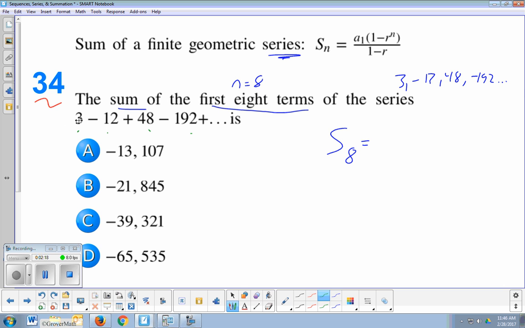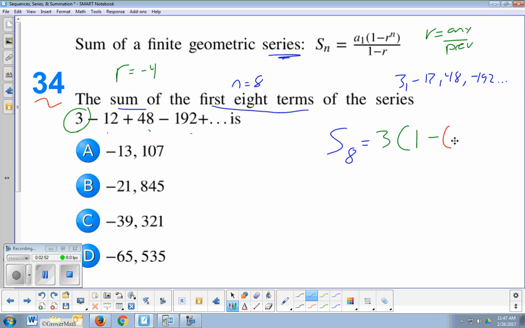So a sub 1 is the first term, that's 3. Parentheses, 1 minus r to the n. Now, r is still the common ratio, and r, if you remember, is any term divided by the previous. How are we getting from one to the next? And most of the time you can tell, like, how am I getting from 3 to negative 12? I'm multiplying by negative 4. So in this case, r equals negative 4. But if it wasn't obvious, I could do any term, like negative 12, divided by the term before it. Negative 12 divided by 3 is negative 4.